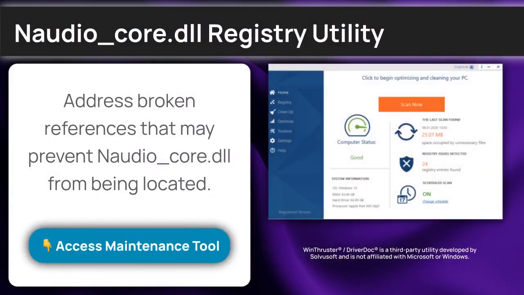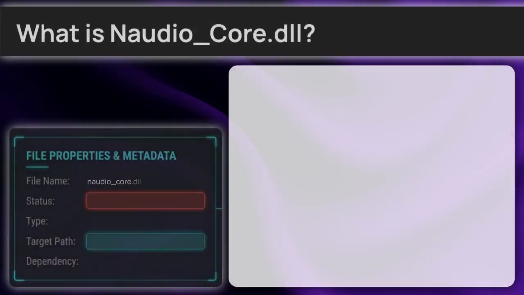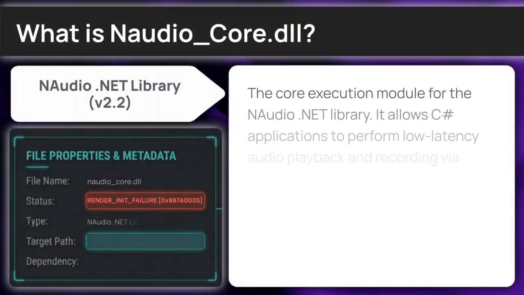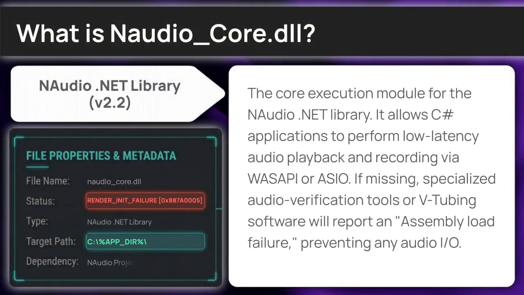optimize your system configuration. This is the NAudio Core Library, the core execution module for the NAudio .NET Library. It allows C# applications to perform low-latency audio playback and recording via WASAPI or ASIO. If missing, specialized audio verification tools or VTubing software will report an assembly load failure, preventing any audio input-output. Let's get to work. We'll start with the most common fix for this specific error.